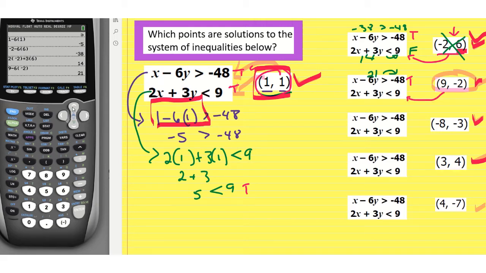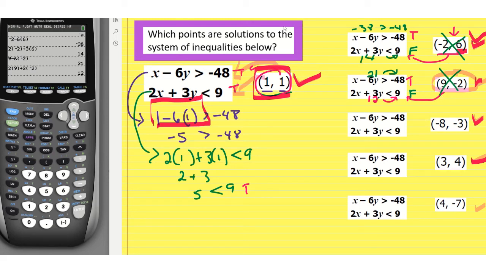Over to my calculator, I'm going to back up, get the one that looks like my second inequality, and I'm going to plug in 9, negative 2 again. So it's going to be 9, don't need the 2, delete that, plus 3 times a negative 2, close my parentheses, enter. So 12. So this says 12 is less than 9. Is that true? No, that is actually false. So this is not going to work.